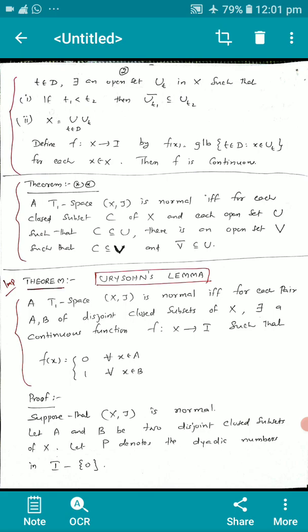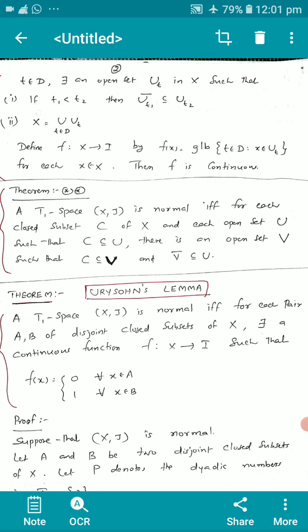This is the first theorem. And the second theorem is one that we already discussed in the previous chapter, the previous section, that is on normality. The theorem statement is: a T1 space X is normal if and only if for each closed subset C of X and each open set U such that C is a subset of or equal to U, there is an open set V such that C is a subset of or equal to V and the closure of V is a subset of or equal to U.